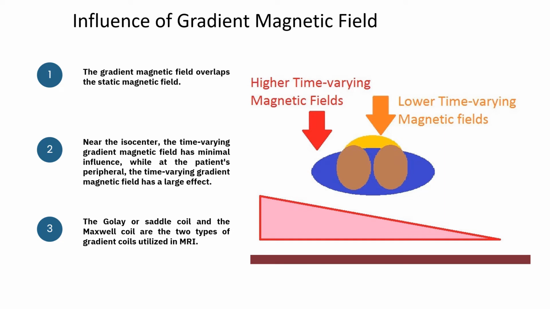This indicates that near the isocenter, the time-varying gradient magnetic field has minimal influence, while at the patient's periphery, the time-varying gradient magnetic field has a large effect. The Golay or saddle coil and the Maxwell coil are the two types of gradient coils utilized in MRI. A magnetic field supersedes the static magnetic field when an electrical current is sent via these coils. This will produce a shift in hydrogen's precessional speed in the desired direction.